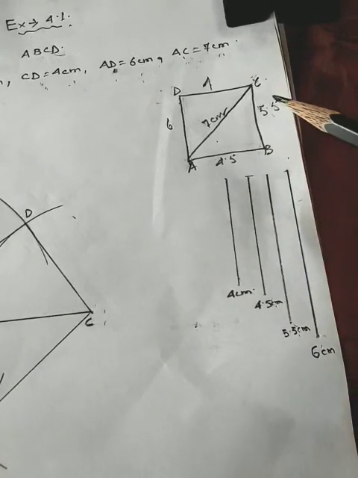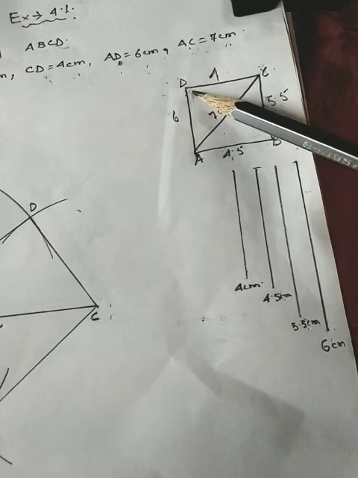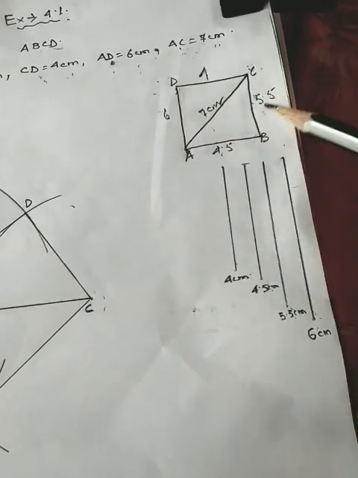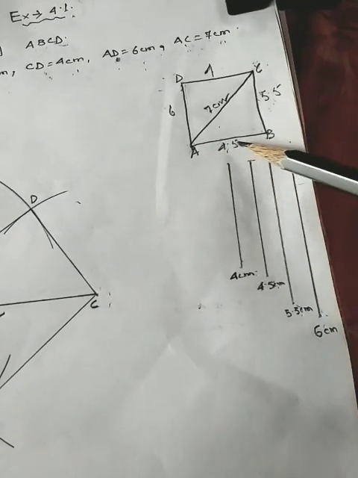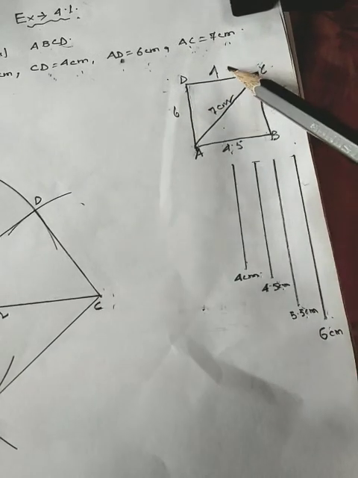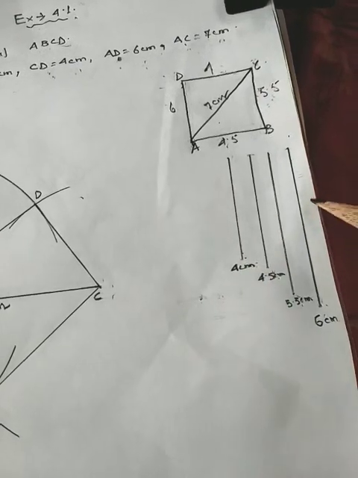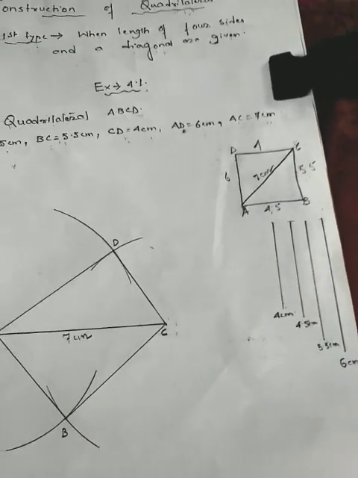These are all the lines which are the measurements of all the four sides of the quadrilateral. See, 6 centimeter is there, so I've drawn one 6 centimeter line out here. Another is 5.5, so this line represents 5.5. Another side is 4.5, so this line represents 4.5. And the last one is 4. This line represents 4 centimeter. So you have to draw all these lines like this. Why? You will come to know.